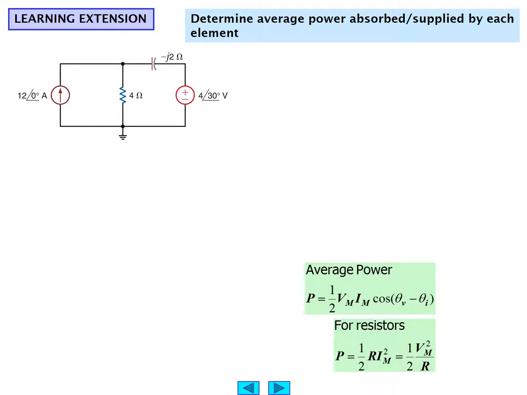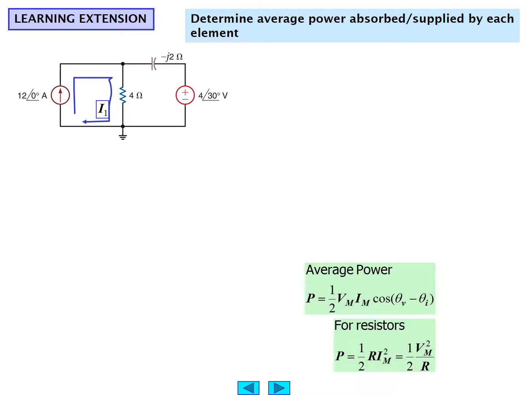Another learning extension, this time with a current source of 12 angle 0 to the left and a voltage source of 4 angle 30 degrees to the right. The network consists of a 4 ohm resistor and a capacitor whose reactance is minus j2. We need to find the average power absorbed by each element.